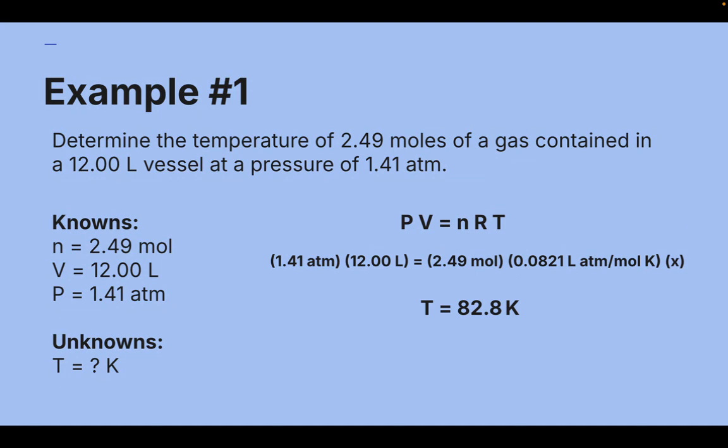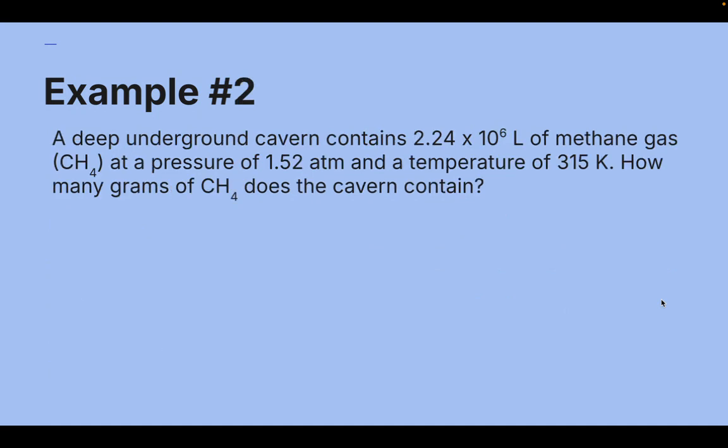Sig fig wise, again, you're lucky. We are multiplying and dividing, so you can just look at the total number of sig figs in all your starting values, and whichever one has the lowest number is how many total sig figs should be in your answer. So we have 3 here, 4 here, 3 here. This will have 3, so our temperature should have 3.